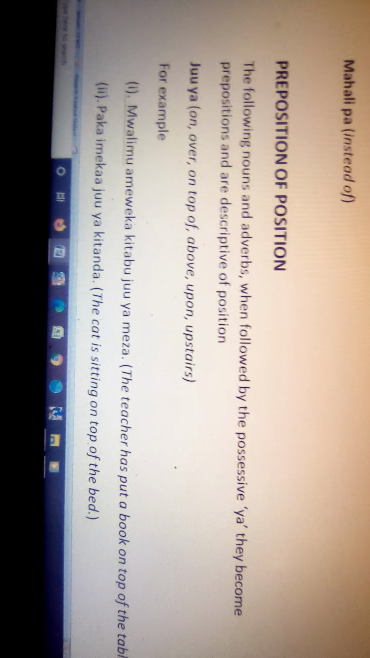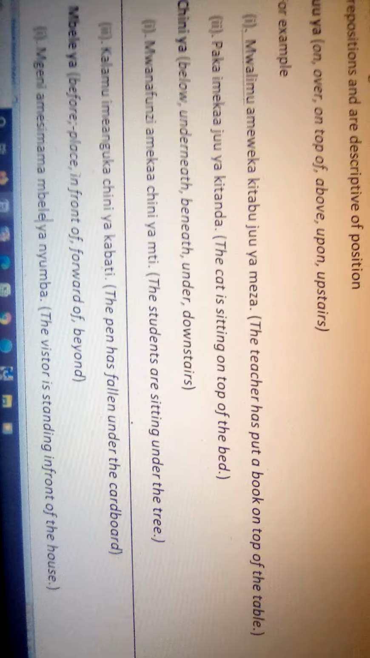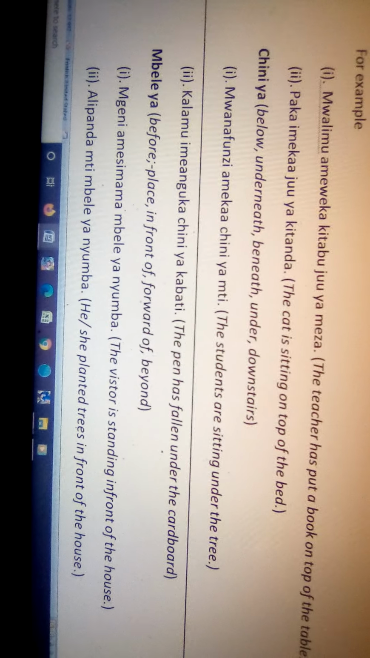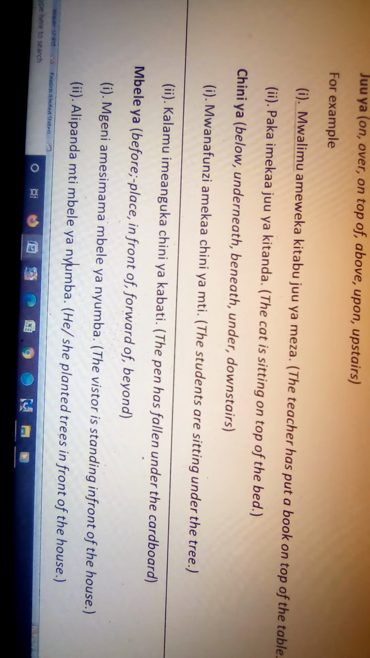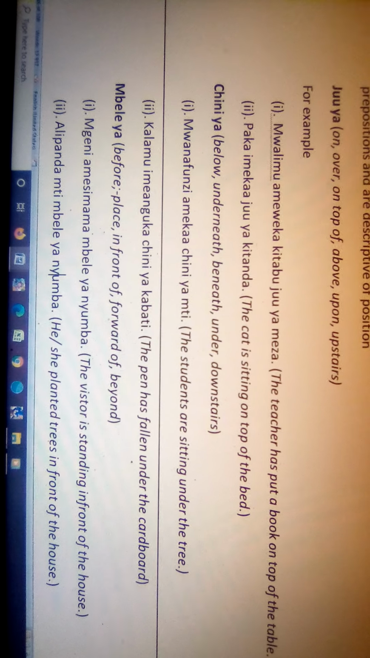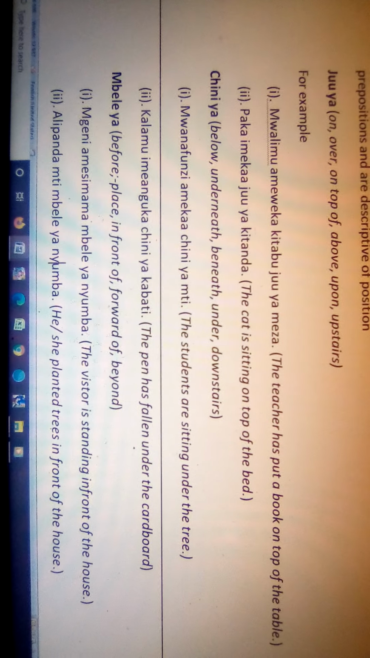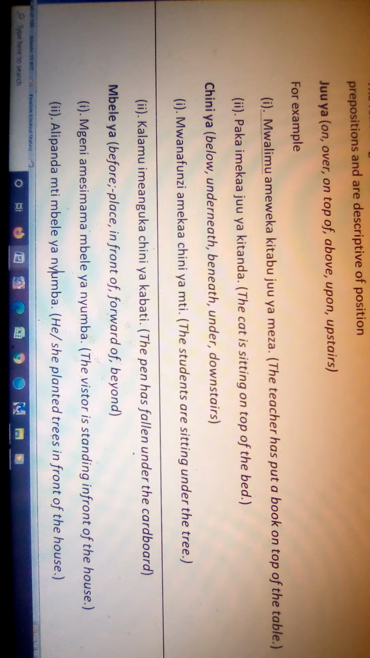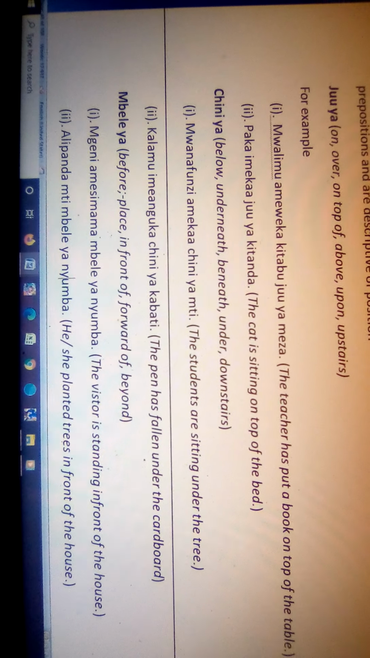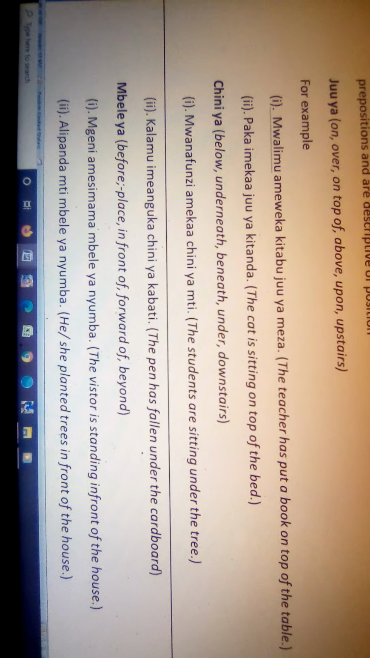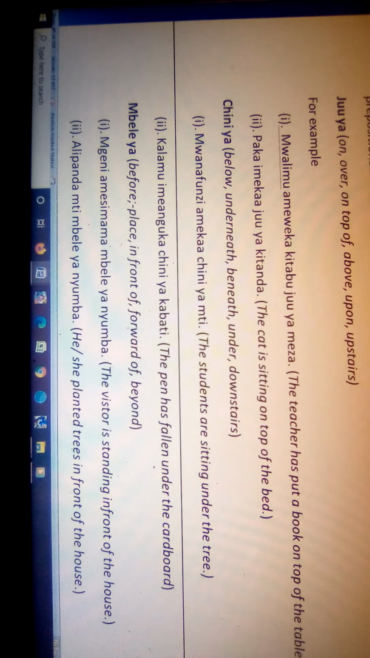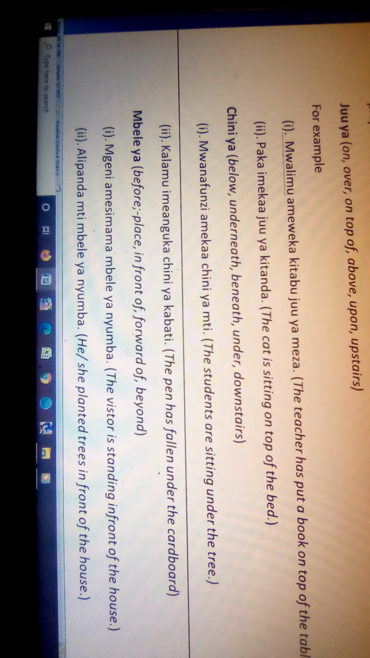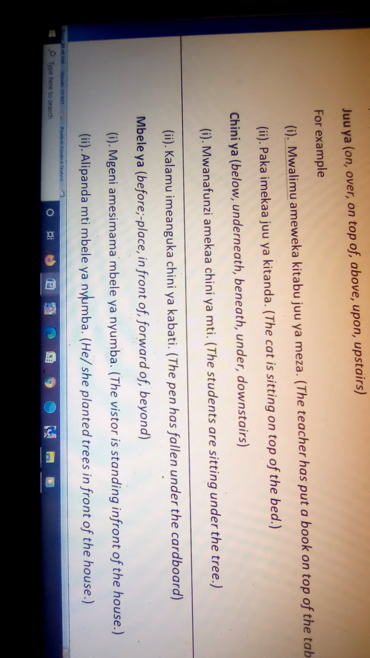Then we have paka. Paka imekaa juu ya kitanda. But the cat, your cat loves sleeping, and especially in nice places. Paka imekaa juu ya kitanda. This time the paka is a cat. It is sitting juu ya kitanda, on a bed. The cat is sitting on top of the bed, or of a bed. Then chini ya means below.